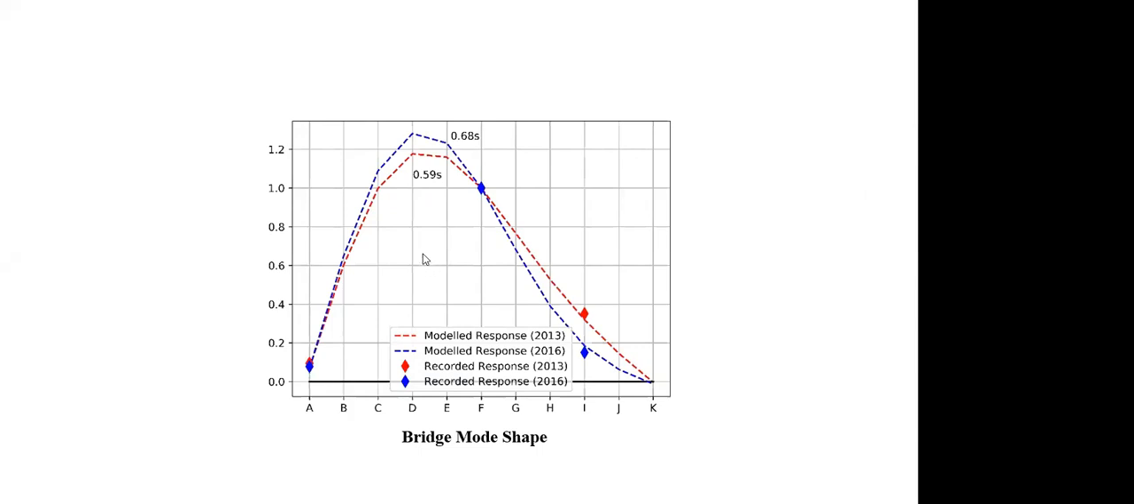And over here, this is just some of the results I plotted using Python. This is the mode shape of the bridge, which was calibrated using the records. I have 2 records here, the 2013 earthquake and the 2016 earthquake. These blue and red dots here are the recorded response, and the dotted lines are the model response. And over here is just the period of the bridge.